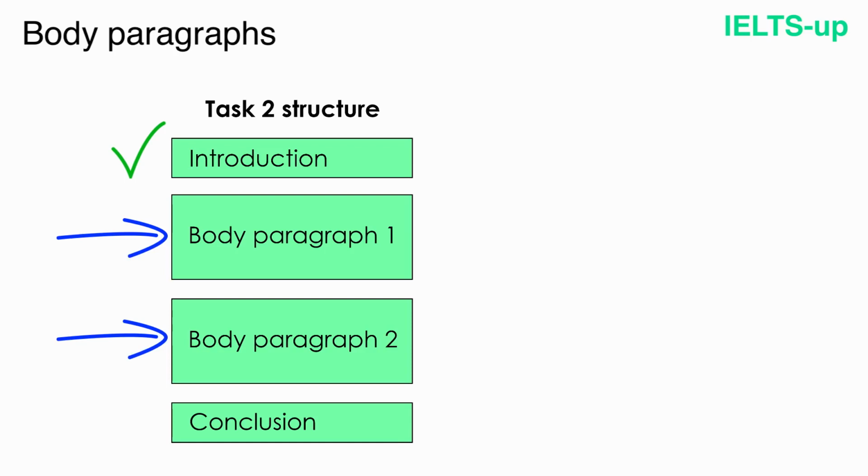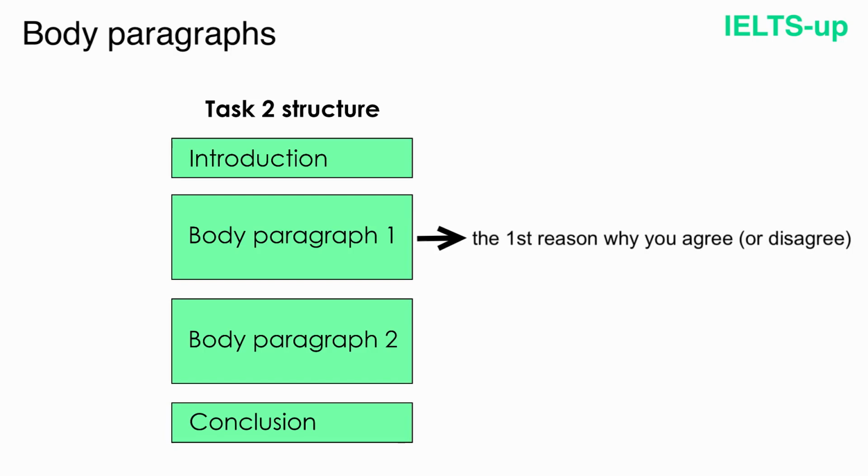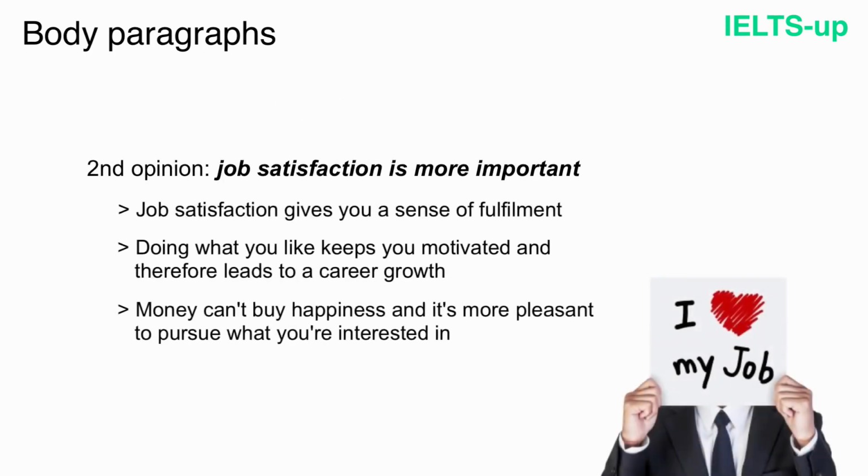For agree-disagree questions, it's good to structure body paragraphs in the following way. In body paragraph 1, write the first reason why you agree or disagree, or in other words, write the first supporting point of your opinion. And in body paragraph 2, write the second reason why you agree or disagree, your second supporting point. Good news is that we have already generated our supporting points, so now we should choose any 2 of them for our essay. Let's pick this one.